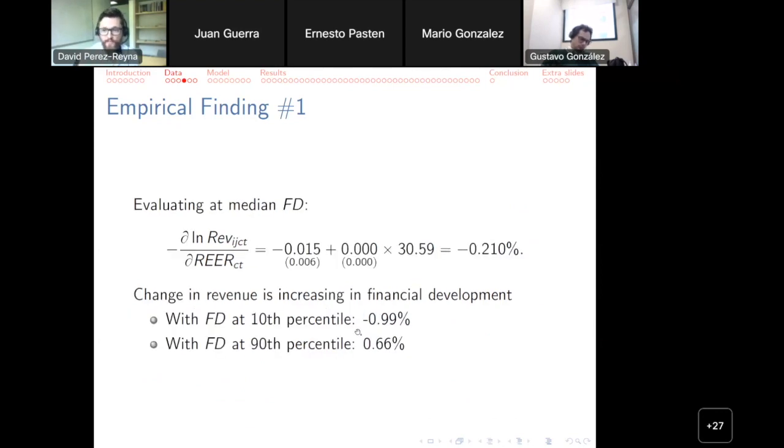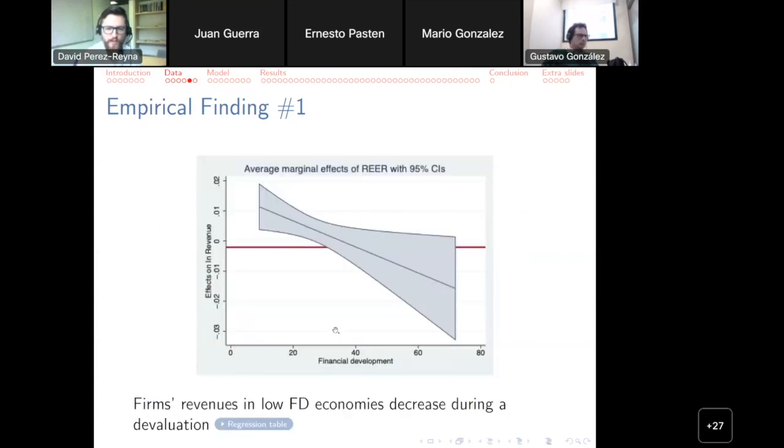And what we find is the result of what happens with profits. Let me just show the following graph, which I think makes the result more clear. On the x-axis is the financial development of the economy where the firm is located. On the y-axis is the effect on revenue of an appreciation, because in our measure of the real exchange rate, a higher measure means an appreciation. So that's what I'm showing here.